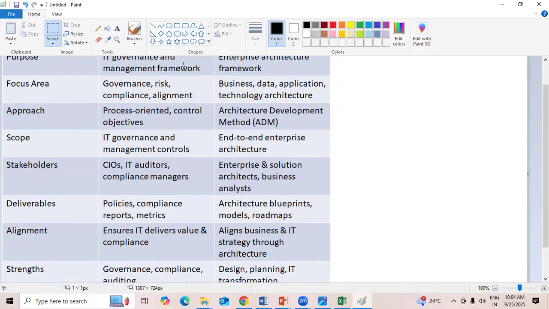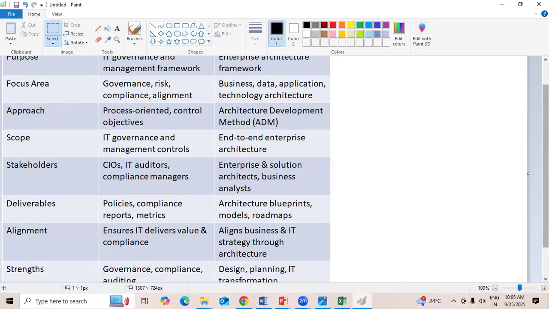Deliverables in COBIT are majorly IT policies, compliance reports and metrics we follow. But when it comes to TOGAF, the deliverables are the architectural blueprints, the different architecture models, and different architecture styles, like event-driven architecture, and architectural roadmap creation. Everything will be part of the deliverables under TOGAF when you are comparing to COBIT.